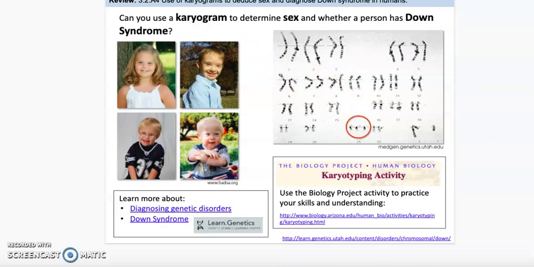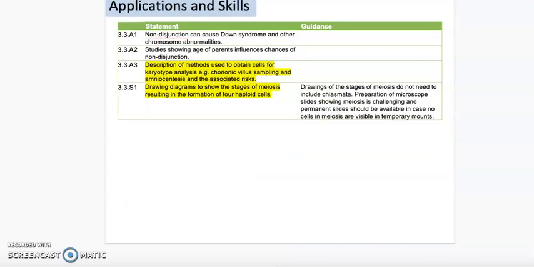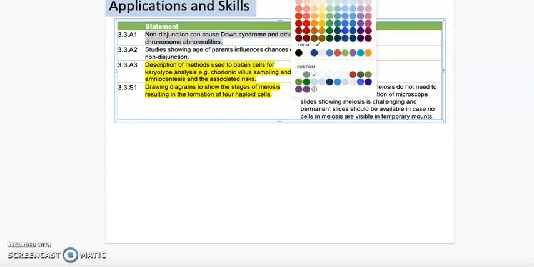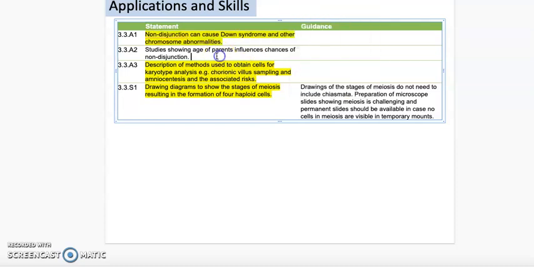And why do we care about this? Because it is something useful to know, but also it's in your statement. So non-disjunction can cause Down syndrome and other chromosomal abnormalities. So now we can highlight that one because we have covered it. And here we have the last one that we haven't covered: studies showing age of parents influence chances of non-disjunction.